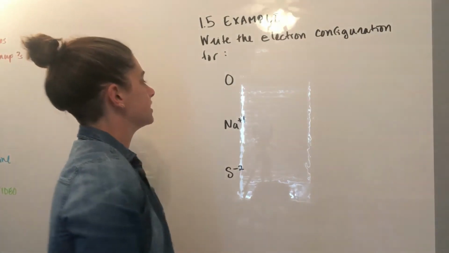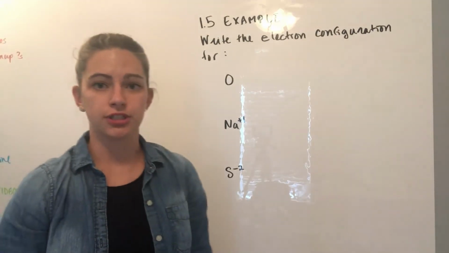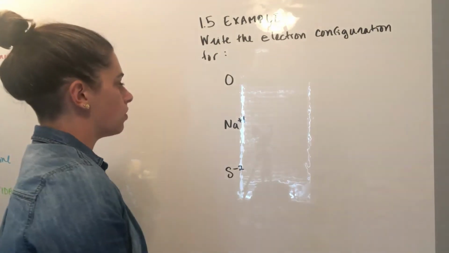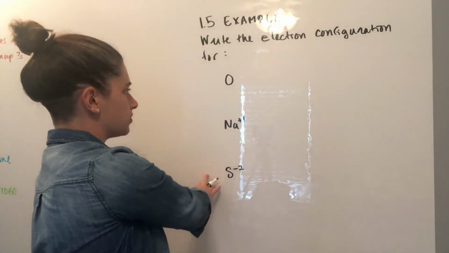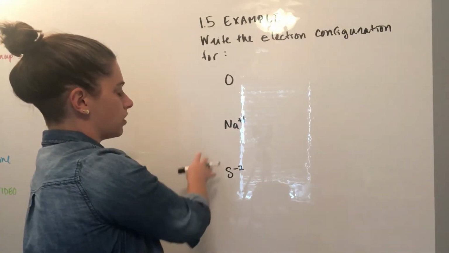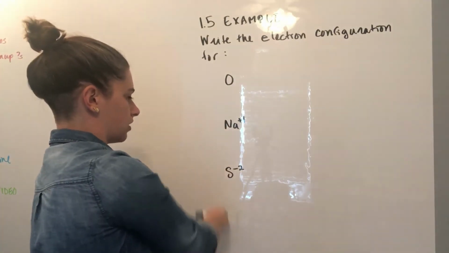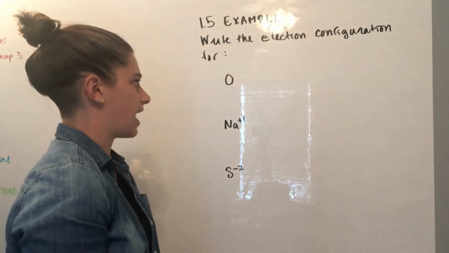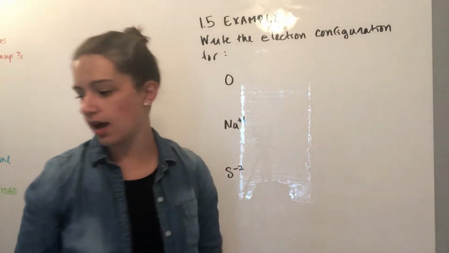So now we're going to look at an example for topic 1.5, which is about electron configurations. So we're going to go through 3 examples. We're going to go through a neutral, we're going to go through a positive ion, and we're going to go through a negatively charged ion. So the first one we're going to start with is oxygen.